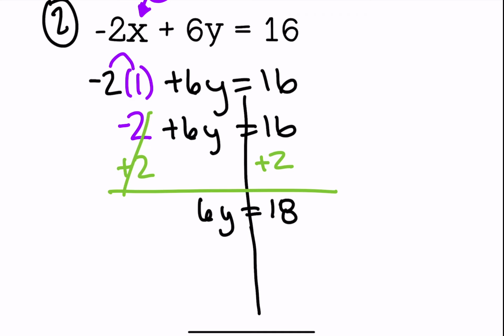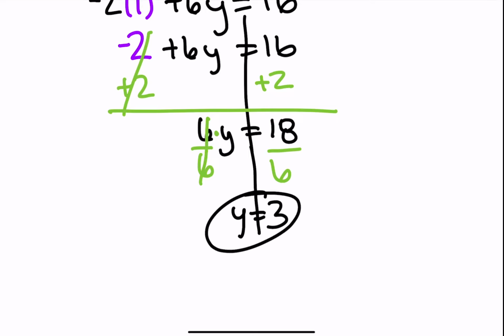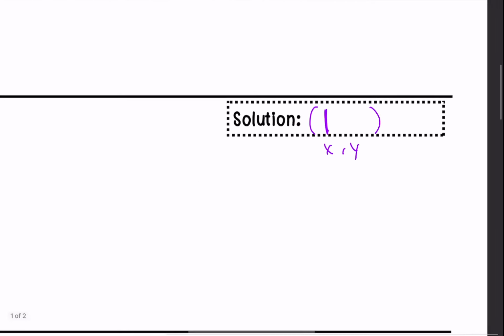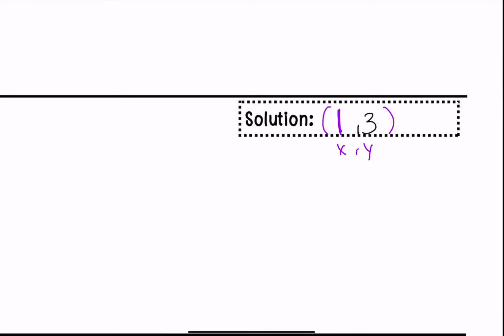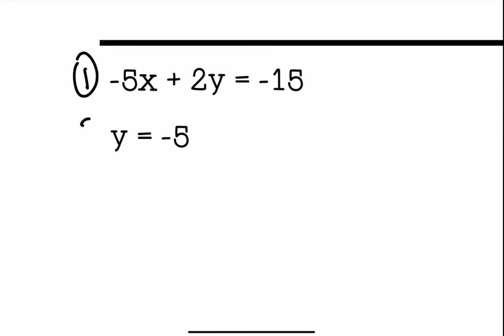To get rid of a coefficient, your options are to multiply or divide. In this case, we're going to divide because we've got secret multiplication happening between 6 and y, which leaves us with y equals 3. So y's number is 3, which means over here, I know now my solution is 1, 3.